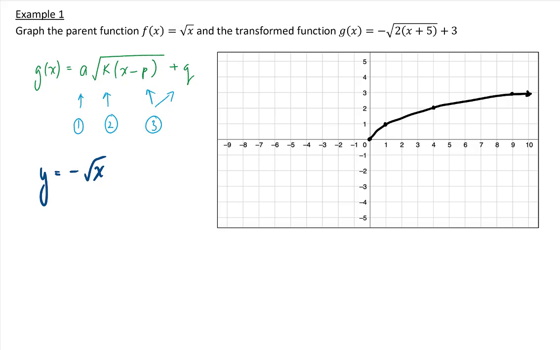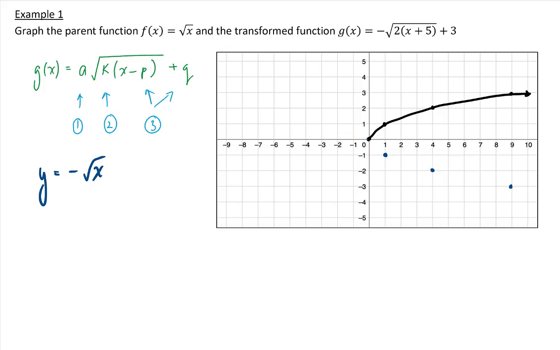We're going to apply the a value first. What this means is we're going to multiply all of the y values by negative 1. So our y value that was 1 becomes negative 1, 2 becomes negative 2, and 3 becomes negative 3. 0 stays as 0. So there is our second graph. Sorry, I should include the first graph, y equals root of x. And our second one was y equals negative root of x.